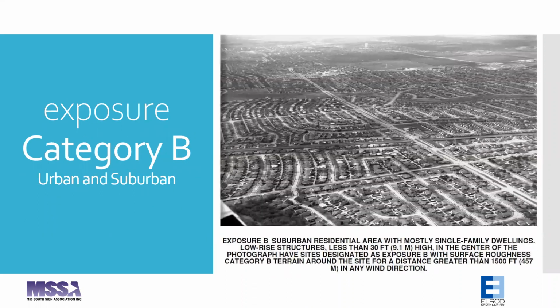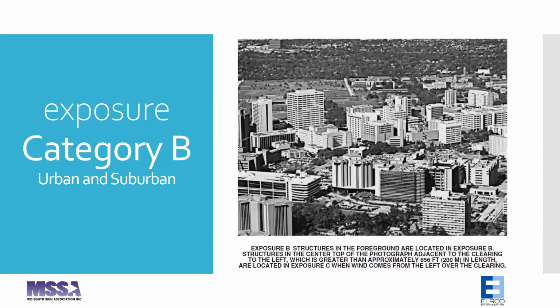Exposure B is a more built-up environment. So again, this is a much more developed suburban environment, a downtown environment. This is also considered exposure B. So you can see it's more built up. Those buildings, whether they're the subdivision with all the houses or a downtown area, slow down the wind. And so the wind load is actually a little bit less.